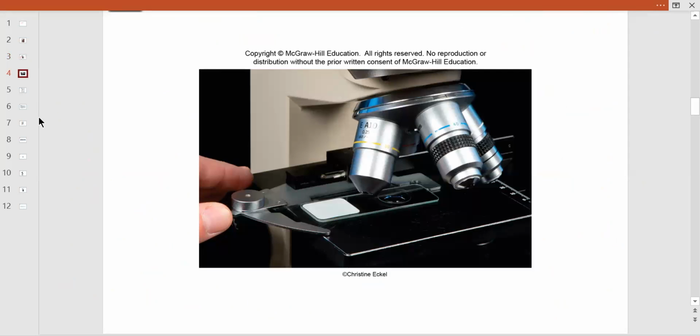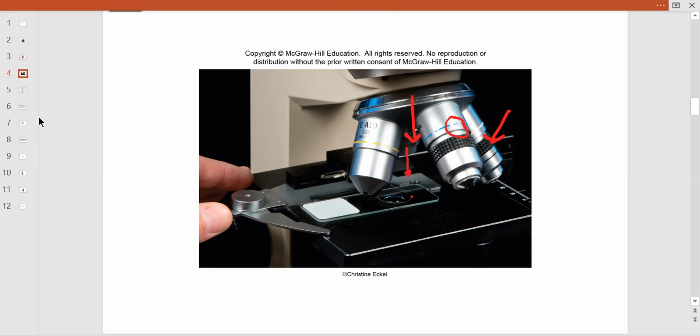So here it is. Now look, if you look back here, that's the scanning. That's 4x. This one I think is 40, so that's high power. You see that? This is probably the oil immersion at 100. So you see, you put the slide, and there's the slide cover slip. It's round in this case, I believe. And you want to get that objective lens where it's right over the slide.